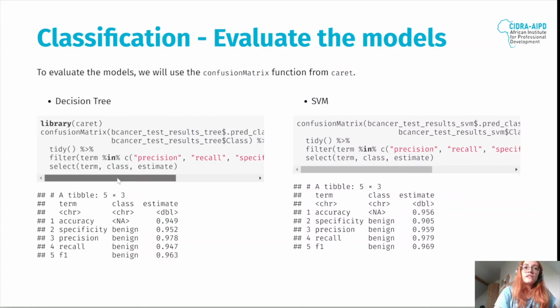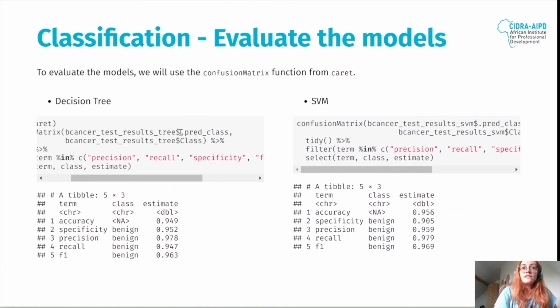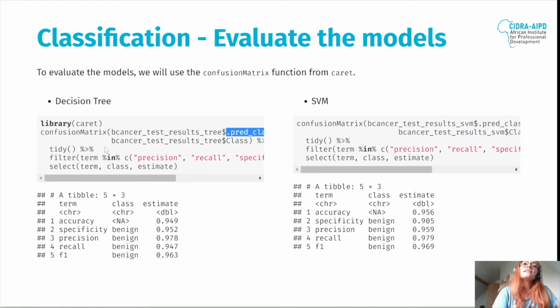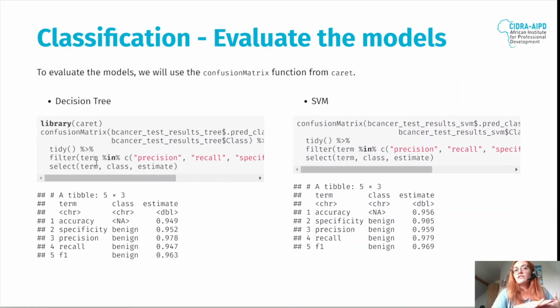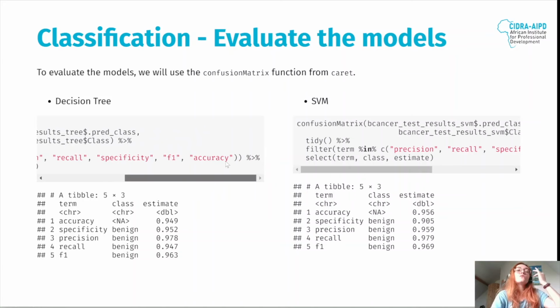What I need to pass for them is the predictive class that it's called .pred_class, and I need to pass the reality, that is the class column from our data frame. So you can see here that I'm passing the exact same things. I'm using tidy just to have a result in a tidy way that I can see. I'm filtering here just to a few of the metrics because they're gonna give you a lot of different metrics. You can select the ones you want.